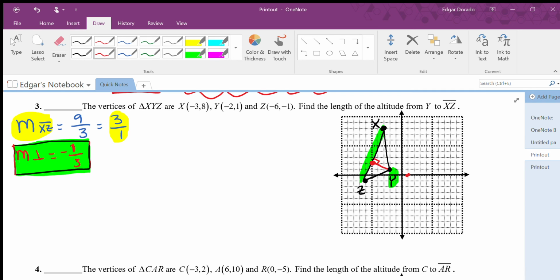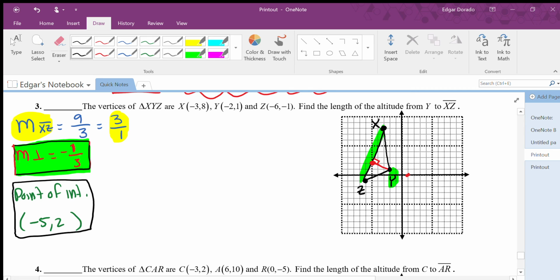First off, I need to know what the point of intersection is. My point of intersection is negative 5 comma 2. Awesome. This is my point of intersection. I have my point of intersection, and I know what the coordinates of y are. Let's go ahead and find our distance.